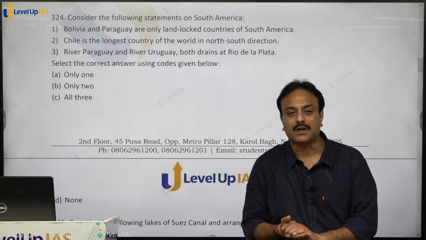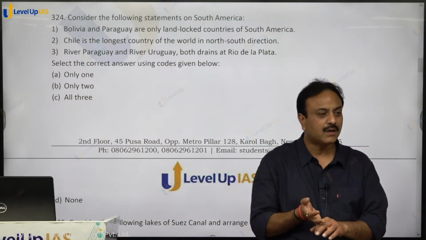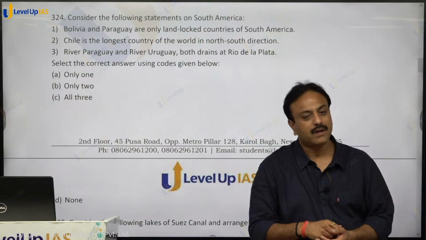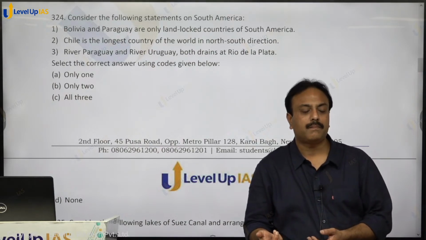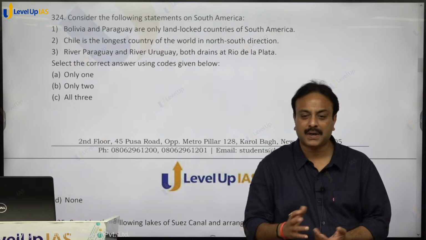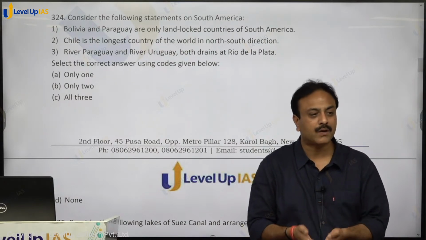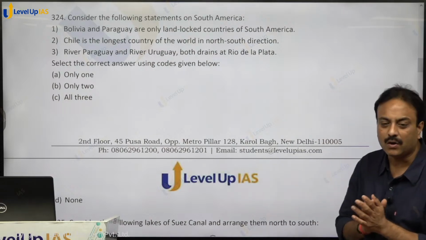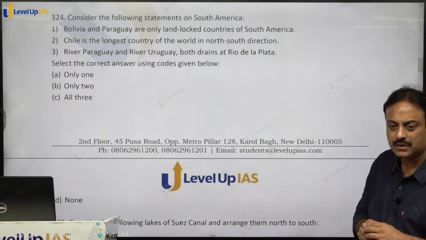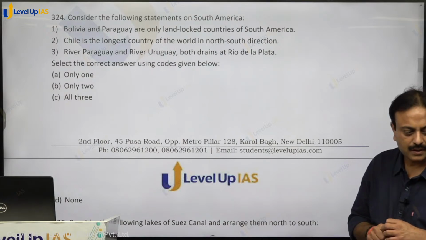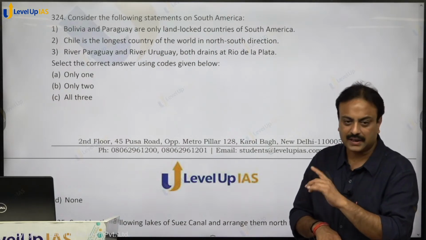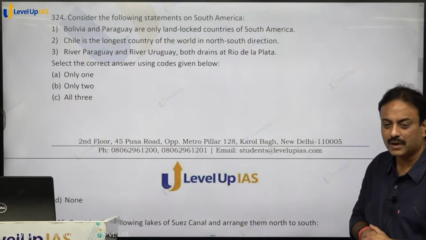The countries of South America are what? Chile, coast is there. Argentina, coast is there. Peru, Ecuador, Colombia, Venezuela, Suriname, French Guiana, Brazil. Which two countries are left? Paraguay and Bolivia. So these two countries are landlocked in South America. Only these two countries are landlocked. Chile is the longest country of the world in the north-south direction. Yes. North-south, longest country is Chile. East-west, I think, will be Russia.